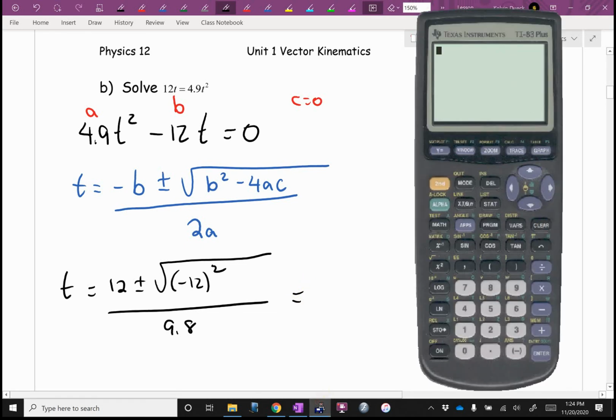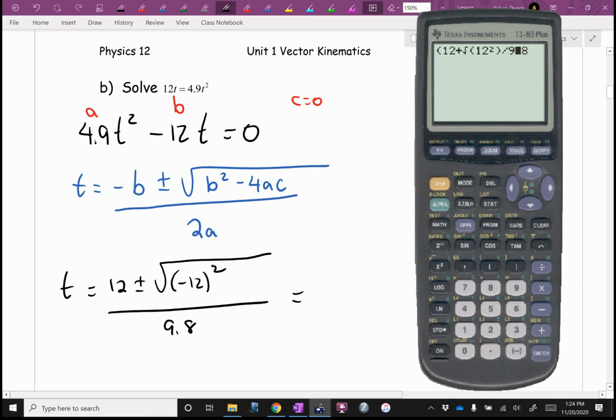Is this a fraction, Sky? I don't know why I'm picking on you because you're in front row. I'll pick on somebody else. Well, Sean, is this a fraction? Is there more than one thing on the top? Bracket 12 plus square root of 12 squared, close bracket. Now, I know the square root of 12 squared is just 12, divided by 9.8.